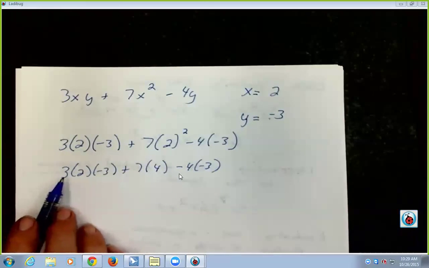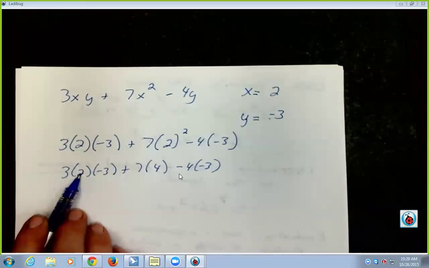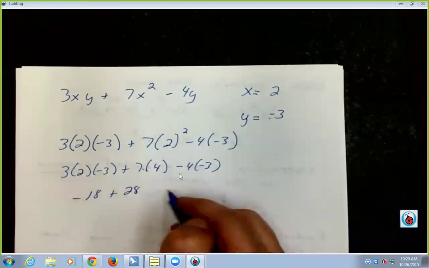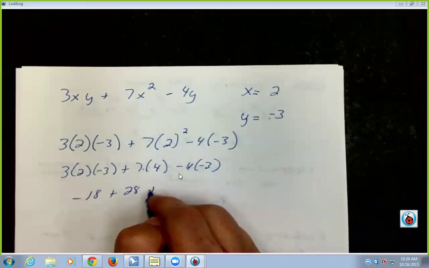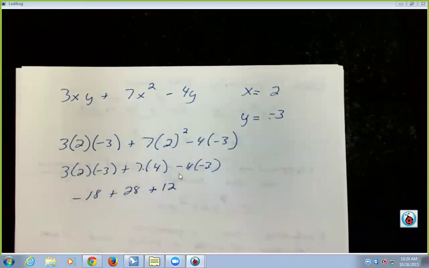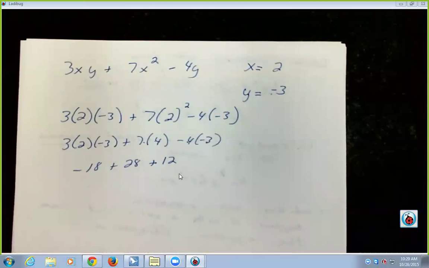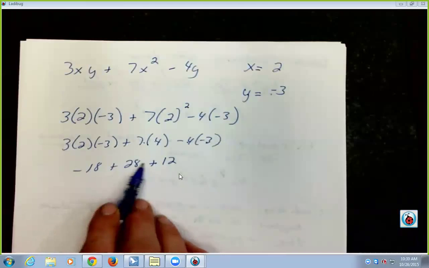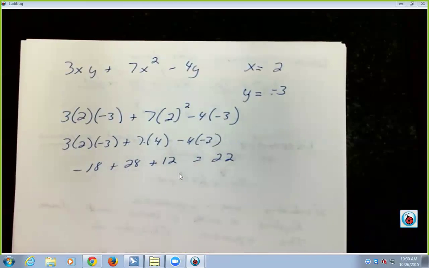So then straight multiplication, 3 times 2 is 6. 6 times a negative 3 is a negative 18. 7 times 4 is 28. Negative 4 times a negative 3 is a plus 12. So 18 from 28 leaves me with 10. 10 and 12. I guess I must be stuck on getting 22s all the time. So we end up with 22 for this one, for my final answer. What do you think? Okay with that? Be really careful about squares when you're doing these.